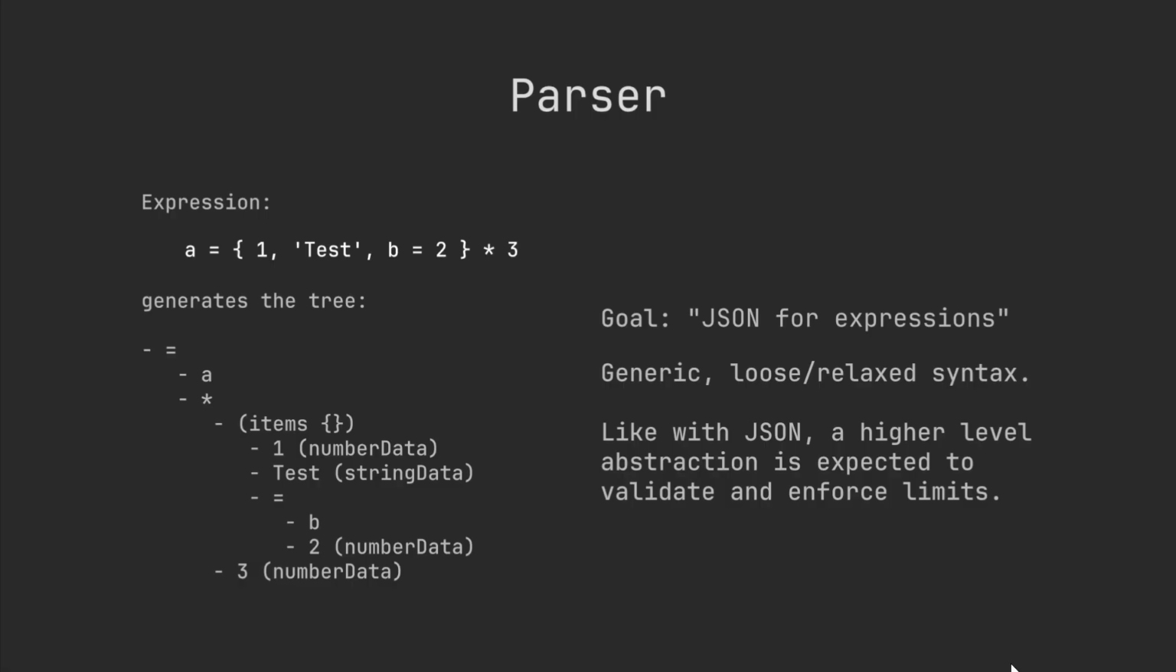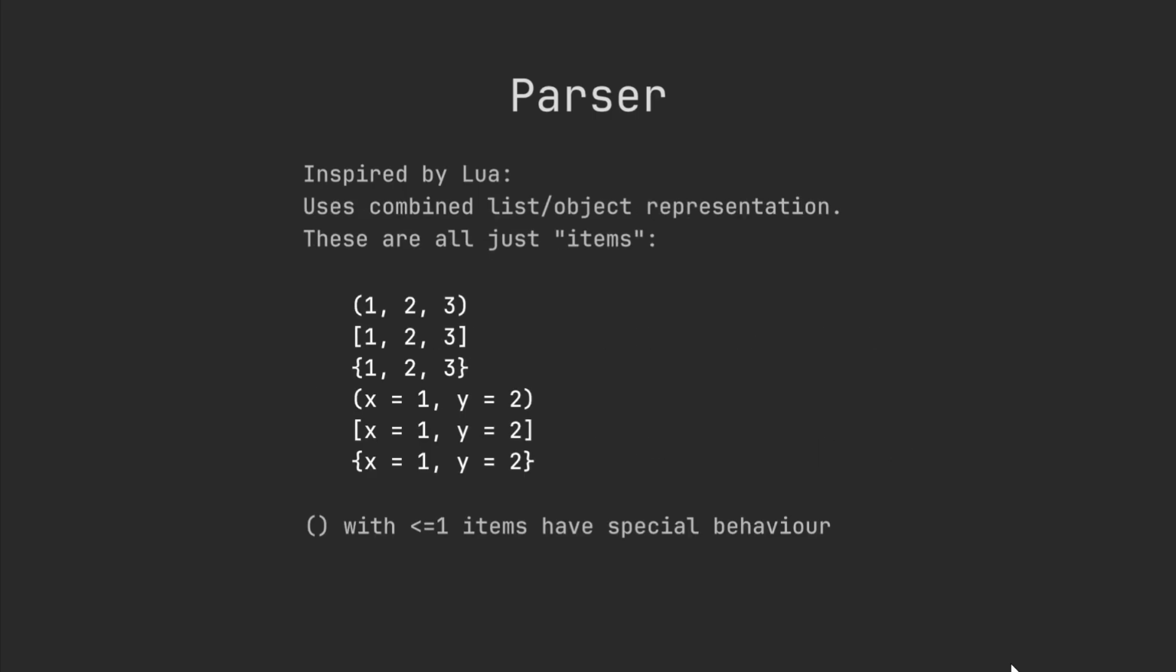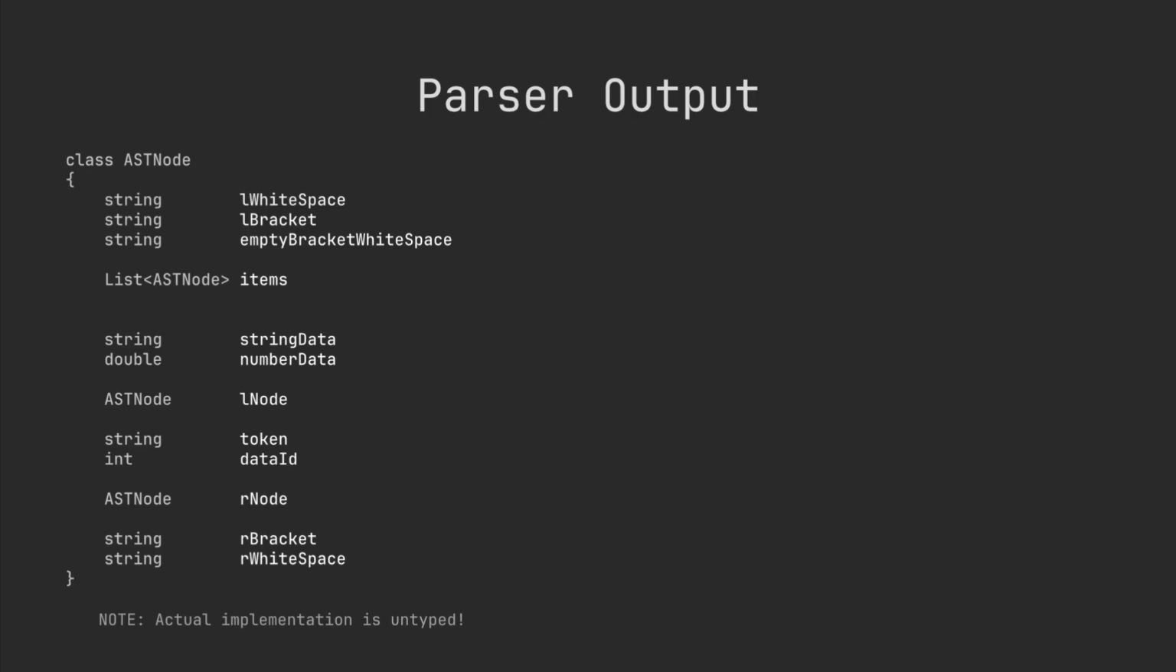The parser is inspired by JSON and designed to have a generic and loose syntax. It leaves most of the validation up to the next abstraction. Inspired by CoffeeScript, argument parentheses can be omitted. Inspired by Lua, there is only one container type, items. The output of parsing is based on a single structure and is mostly strings.